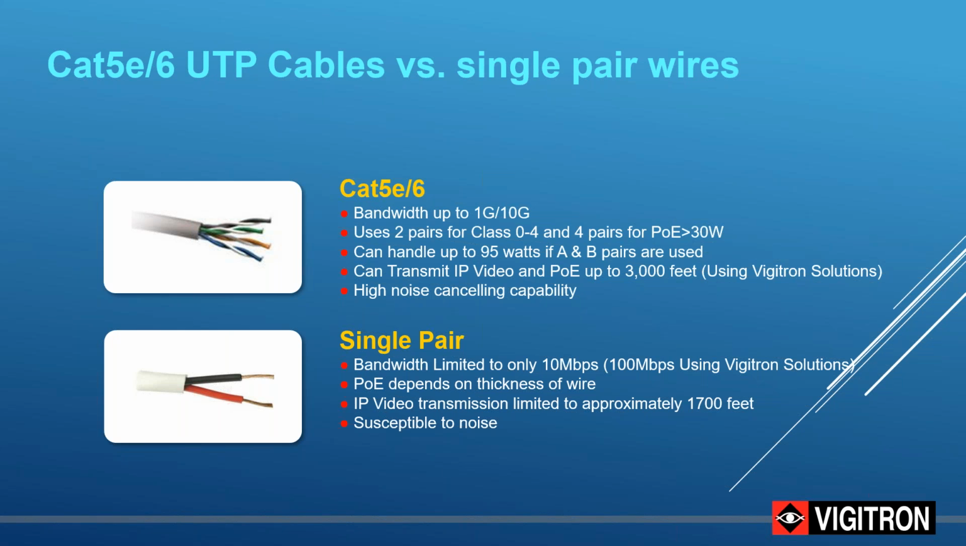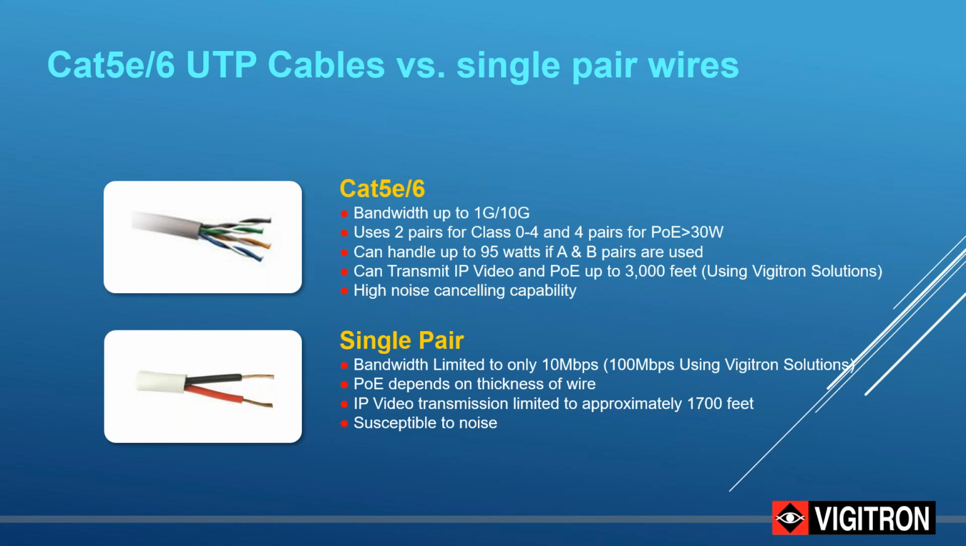It can handle a total of 95 watts if both what's called the A and B pairs are used. And it can transmit IP video and PoE up to 3,000 feet. That is using Vigitron solutions. It also has a very high noise canceling factor.